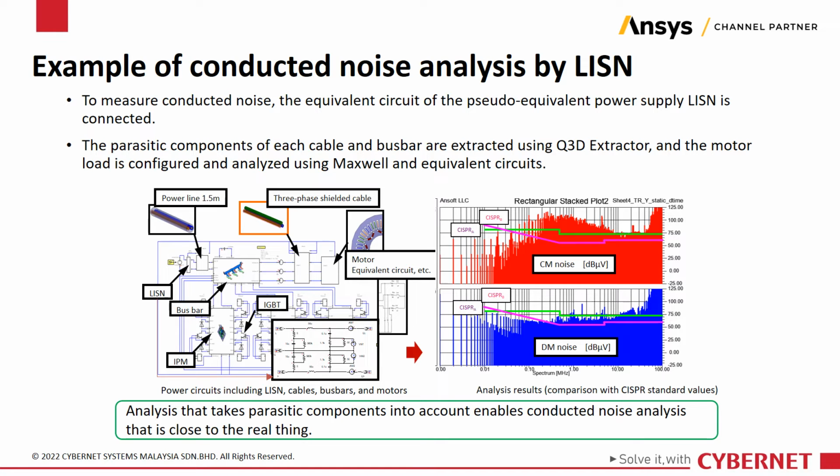This is an example of conducted noise analysis using Ansys Q3D Extractor and Ansys Simplorer. The figure on the left shows a power supply and switching circuit using IGBT transistors and IPMs, modeling the physical geometry of transistor connectors, bus bars, and cables. To compare the analysis results with the CISPR standard, the listen circuit is connected in the upper left corner.